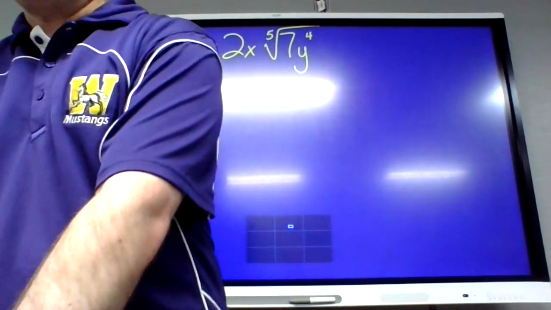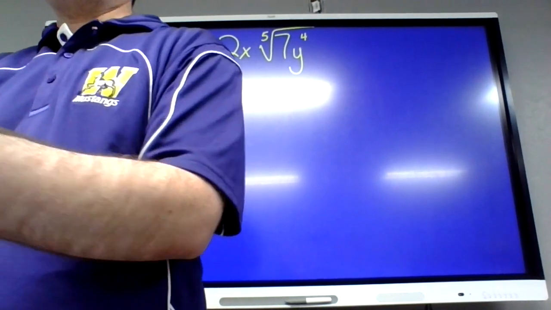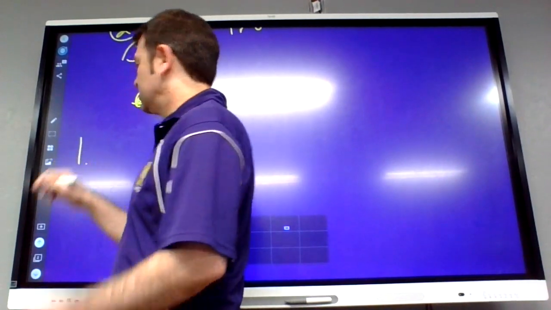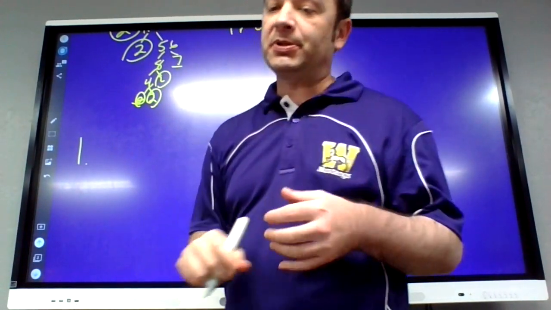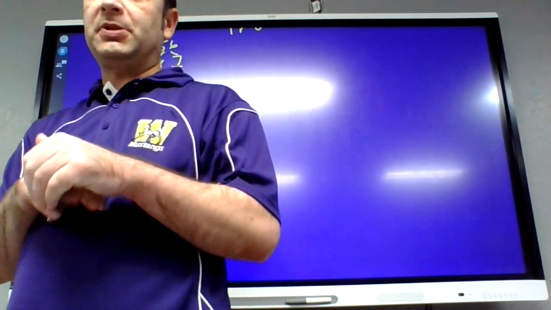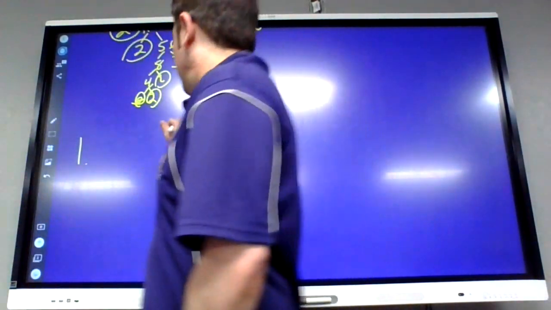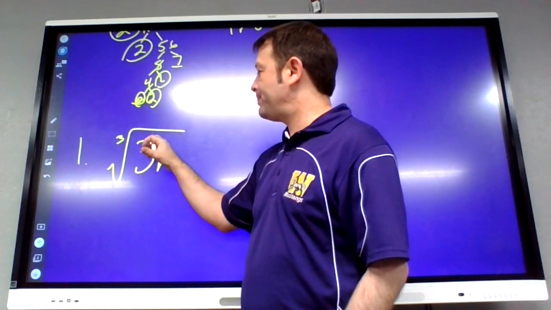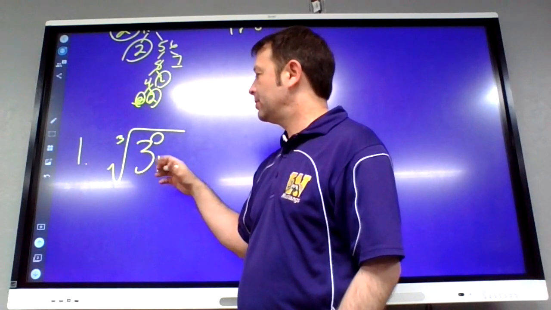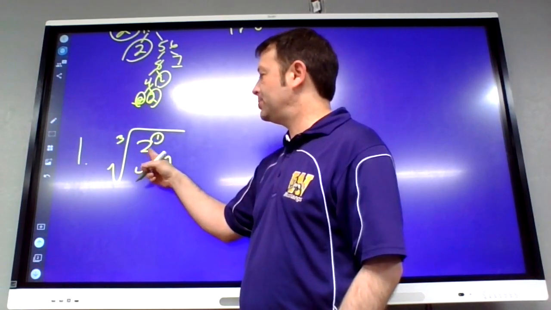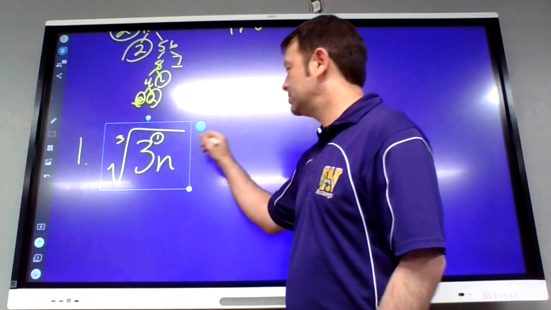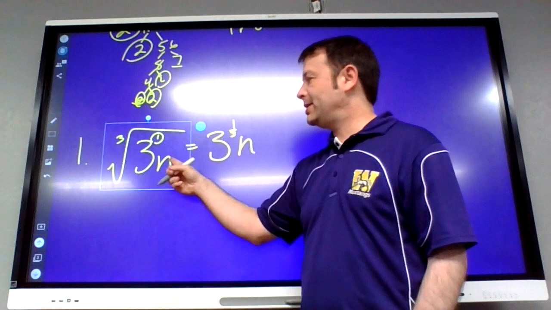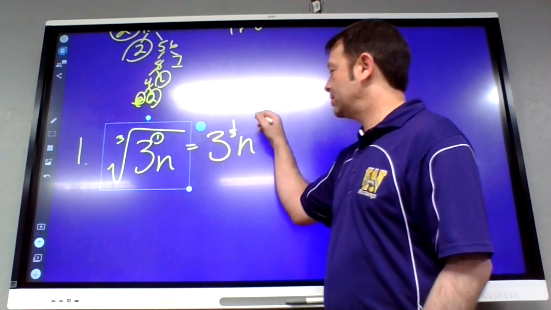Alright, number 1. This time we're writing the expression in exponential form. You guys remember what that meant? Fraction exponents, rational exponents. So we are starting with cube root of 3n. So what is the invisible power on the 3 right now? 1. So this is 3 to the 1/3 and times n to the 1/3.